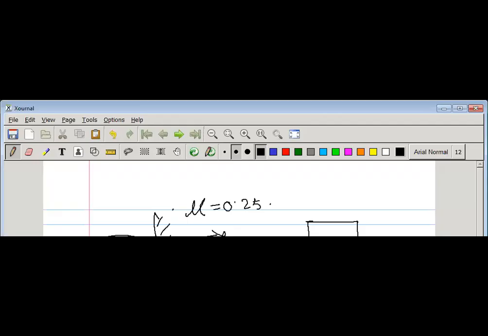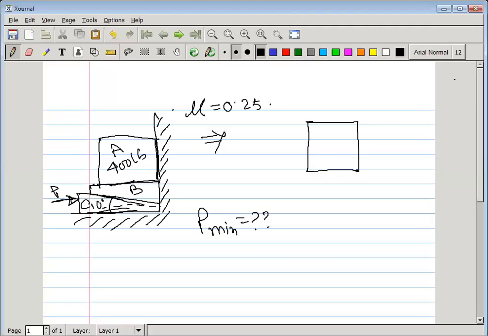Please move this window away from the shared application. This is your block C, this is your block B, and this is your block A. If you want to push block C in this direction, then simply block A will move in the upward direction, right?